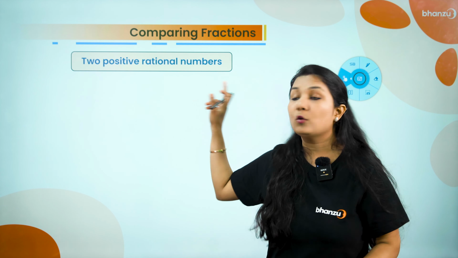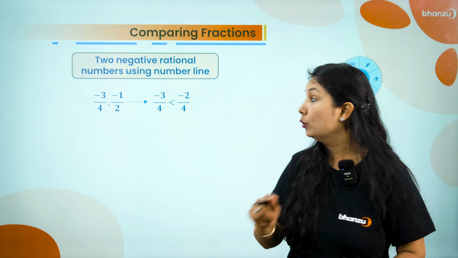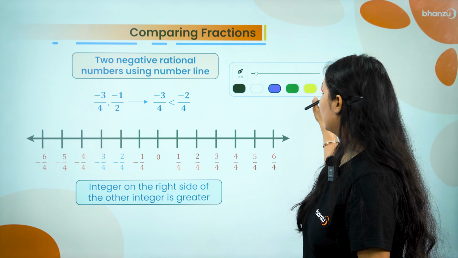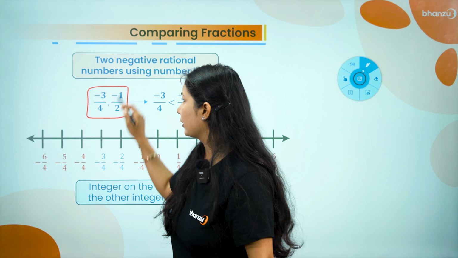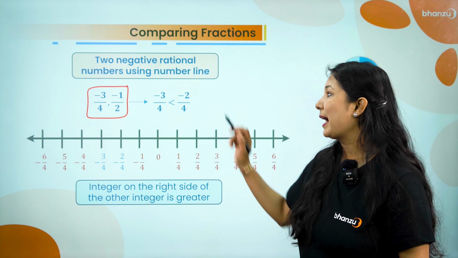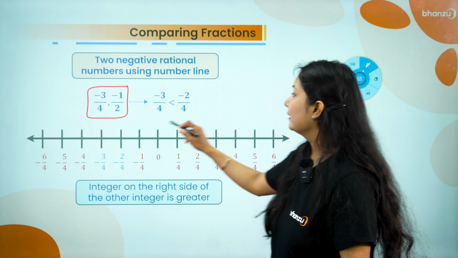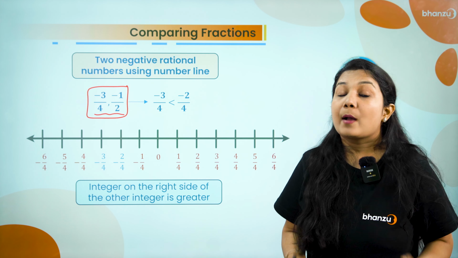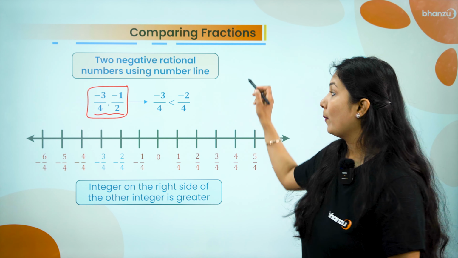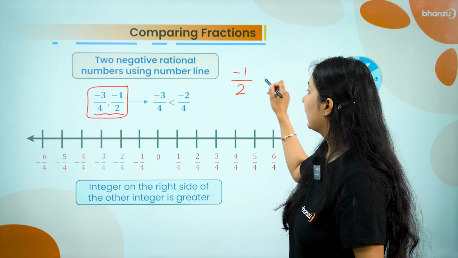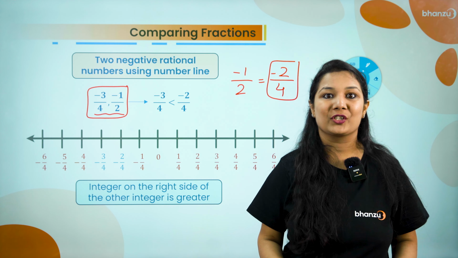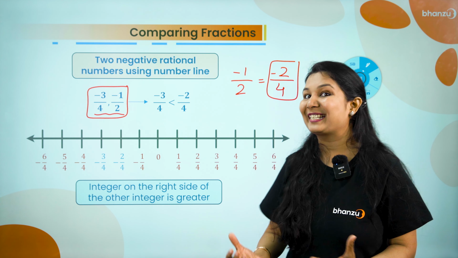So moving ahead now, if we have two negative rational numbers, and that too using a number line over here, what are we going to do in this particular case? We have two negative rational numbers, minus 3 by 4 and minus 1 by 2. But since the denominators are not the same, we are going to convert them into like fractions. How? By making the denominator the same. So minus 1 by 2 can also be written as minus 2 by 4, which is one of its equivalent fractions, right? Equivalent rational numbers.